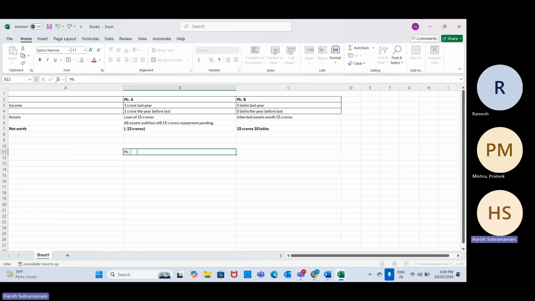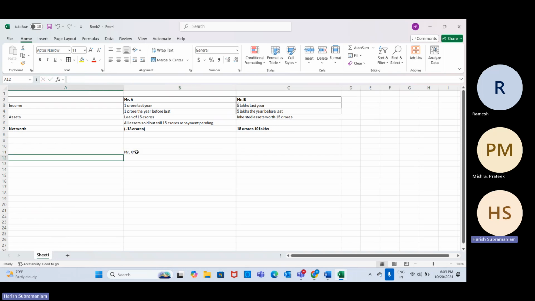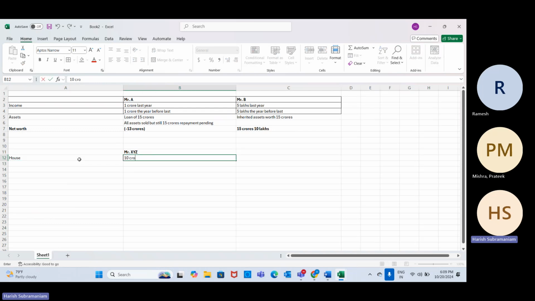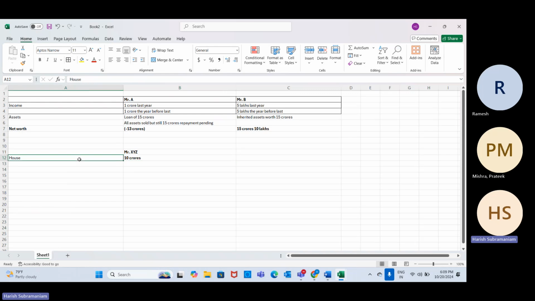So you go to the house of Mr. XYZ, okay? And Mr. XYZ has a really nice, great bungalow, a very good house that is worth approximately 10 crore. Okay. So when we go to this individual's house and look at it, we think, oh, this individual is going to be very rich. He must be earning a huge amount. He's doing great and so on and so forth.